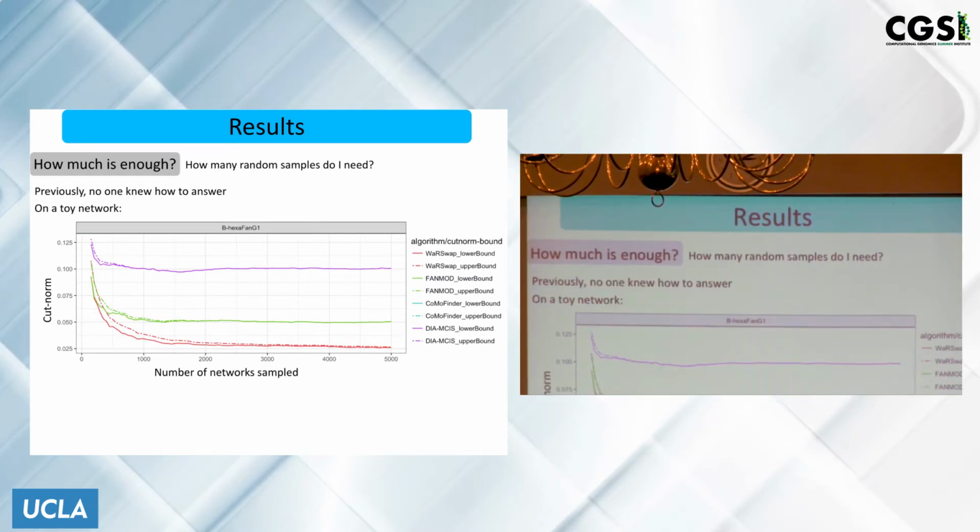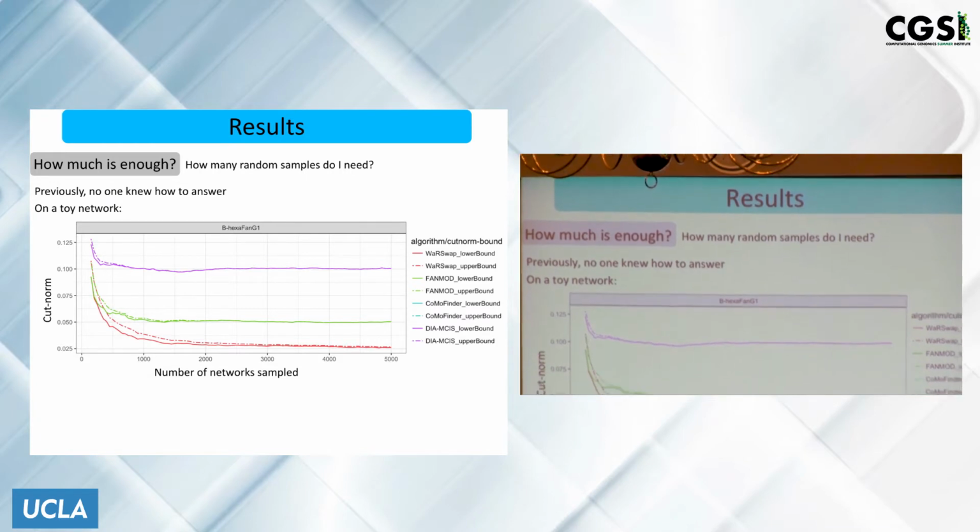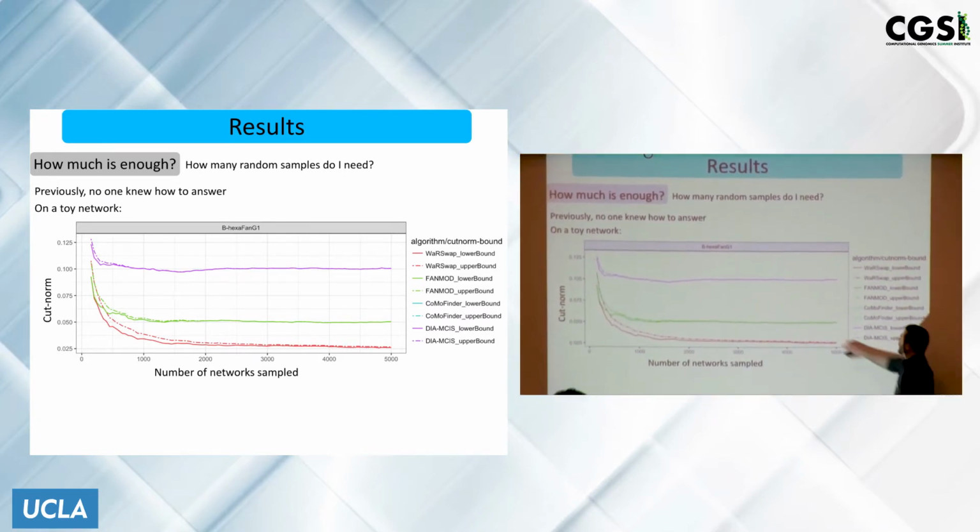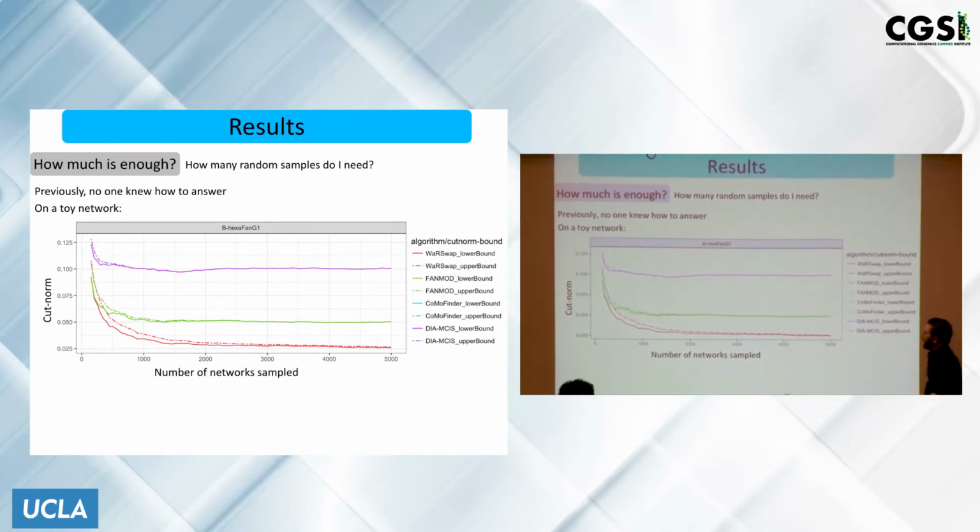Now, you can do this, and you can get figures like this one. So here again, I have the different algorithms. It's difficult to show the evolution of an interval over time. So this is the upper bound of the cut norm interval, and this is the lower bound of the cut norm interval. And you can see as the number of networks that you sample gets bigger and bigger, as you would expect, this thing starts decaying and getting smaller and smaller.